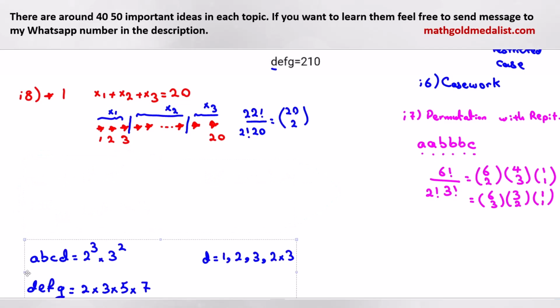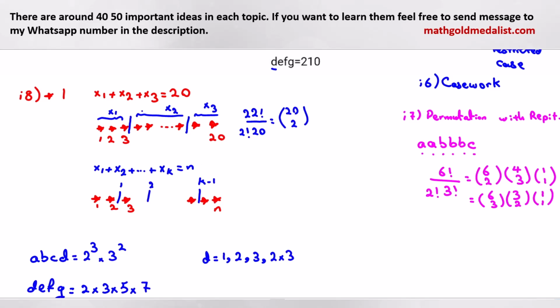If instead of x1, x2, x3, we have x1, x2 to xk, what can we say? x1 plus x2 plus ... plus xk is equal to n. How many stars are there? Let me write the stars in red: 1, 2, 3, up to n, like 20. How many dividers or bars are there? k minus 1.